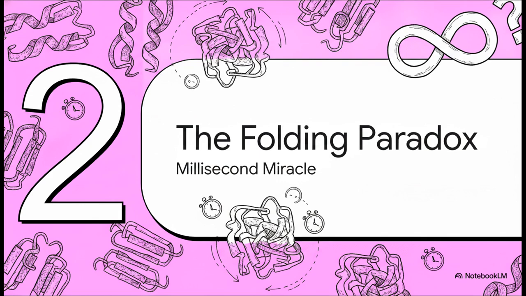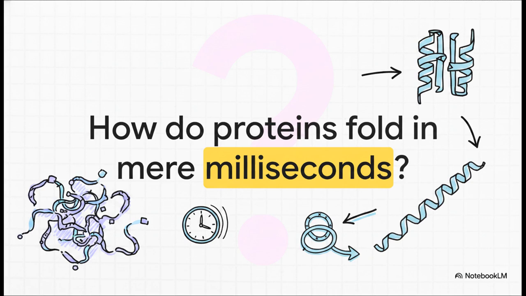Moving on to Section 2, the folding paradox, nature's millisecond miracle. This brings us to a mind-bending mathematical problem called Levinthal's paradox. It points out that a polypeptide chain has an astronomically large number of possible conformations. To put that into perspective, if a tiny 100-residue protein tried every possible shape randomly just to find its native structure, it would take a staggering 1.6 times 10 to the 27th years to fold. Yet, as we know, small proteins in nature fold in mere milliseconds. No way are they sampling every conformation. They've got to be taking a shortcut.